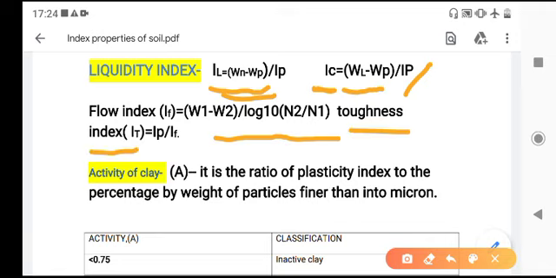Toughness index, denoted by IT or I tau. It is the ratio of the plasticity index to the flow index.